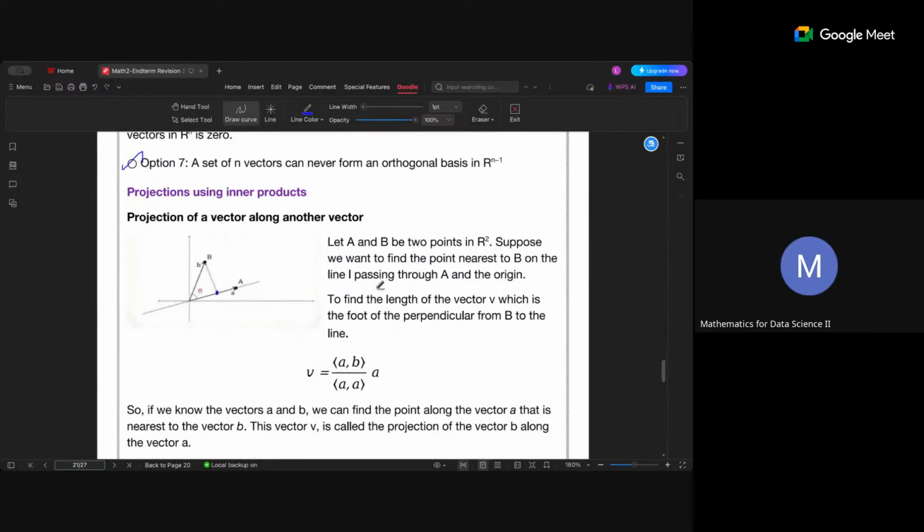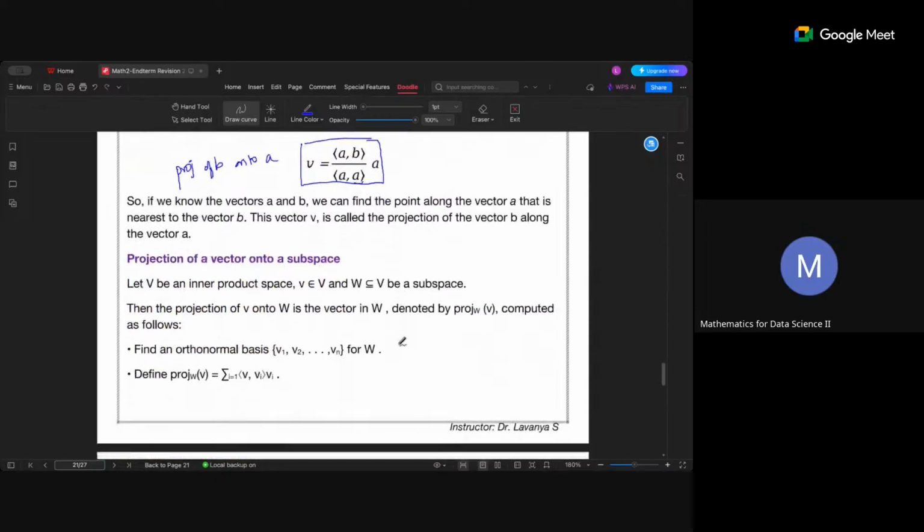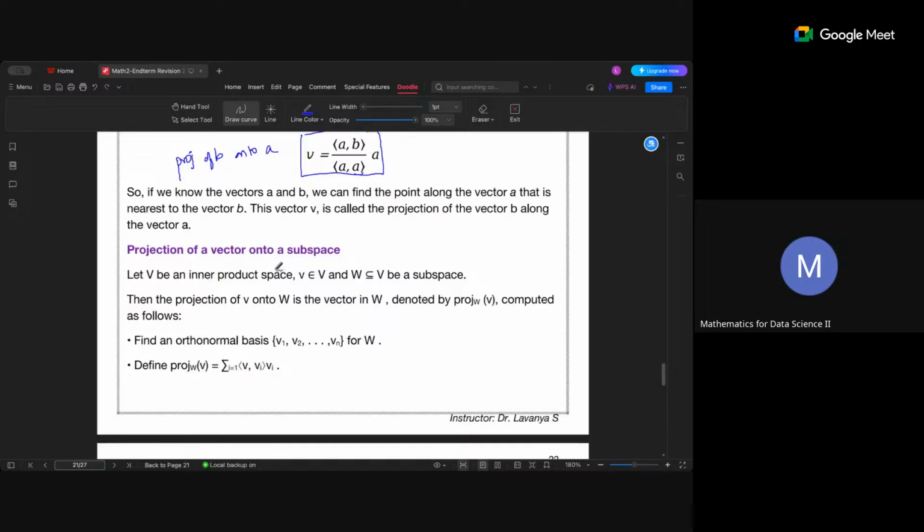Okay. So what are projections? This is the formula you need to remember. This is the formula for the projection of B onto A. So if you have two vectors, the projection of B onto A, this is the formula. And in the same way, to find the projection of a vector onto a subspace, you need to have an orthonormal basis. This is the first thing you need.